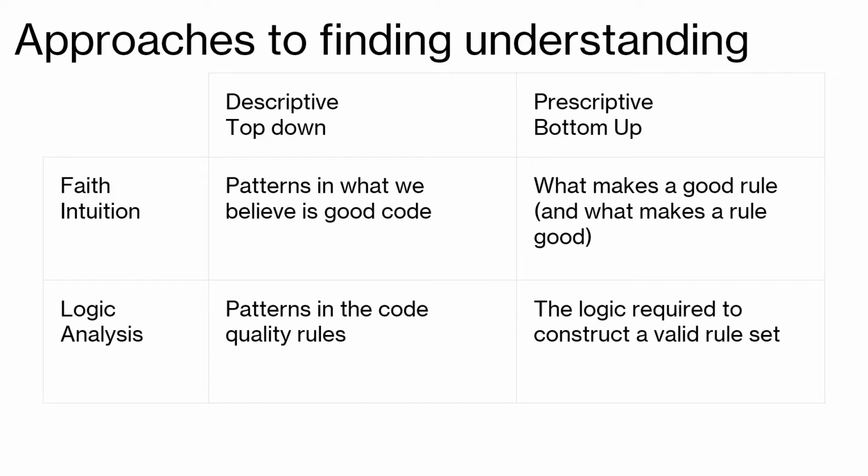We can also see if we can find some logic in rule sets. So hopefully, if the rules follow some logic, if the rules follow some pattern, they will construct a valid set of rules for code quality. Now these four, hopefully, if we have a good understanding, will be unified into a single whole. So let's look at what the problem is.